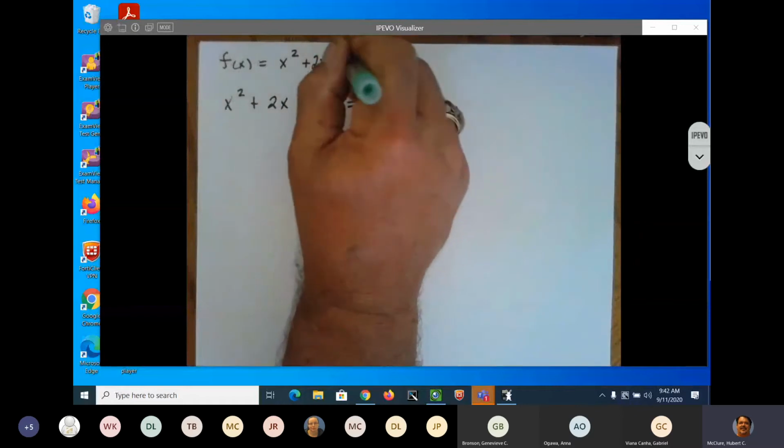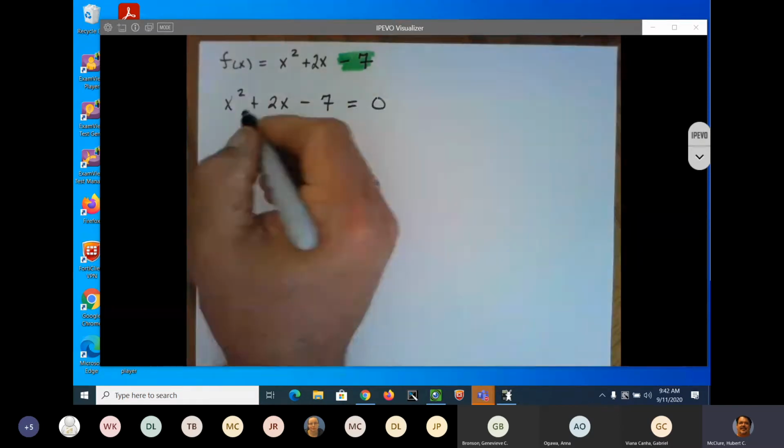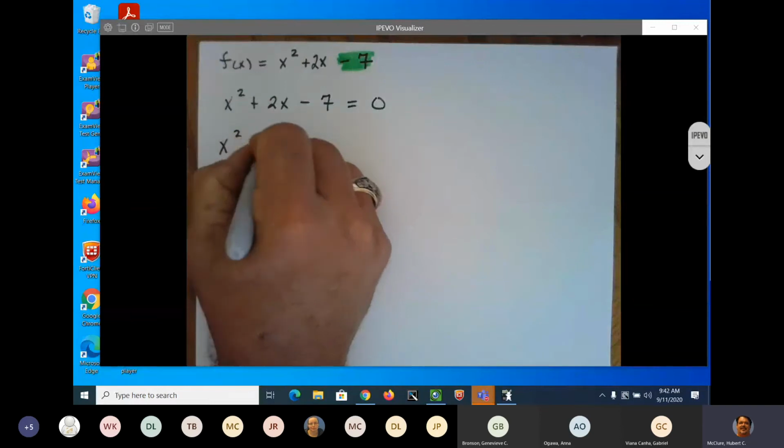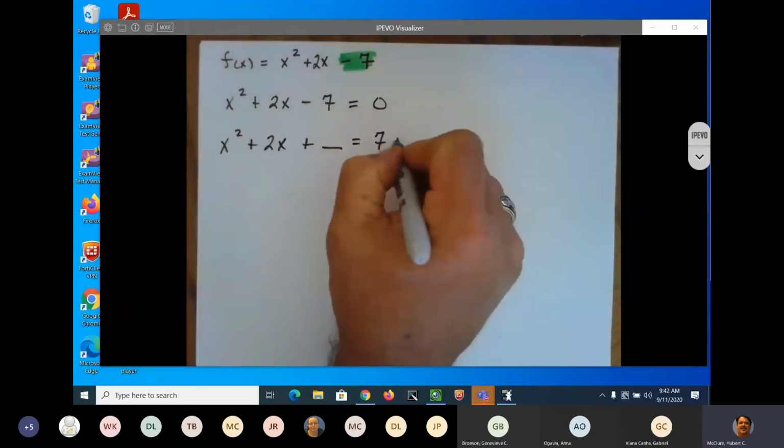Okay, so go ahead and write down at the beginning of the question that your y-intercept is right there. If you mess up the y-intercept, don't tell anybody, okay? Because that's not good. So don't tell anybody that you missed the y-intercept. And I'm going to bring the 7 over here and add my blanks. X squared plus 2x plus blank is equal to 7 plus blank.